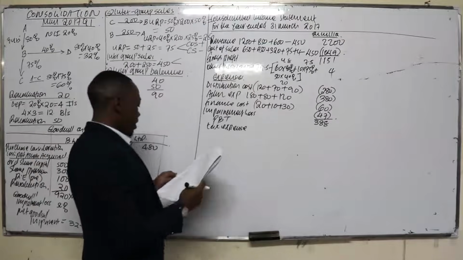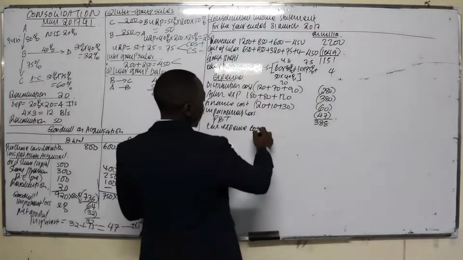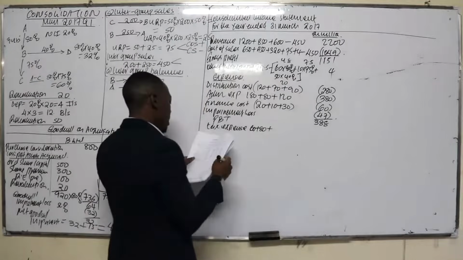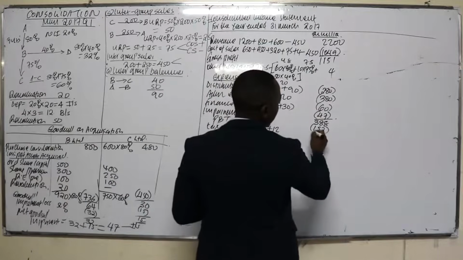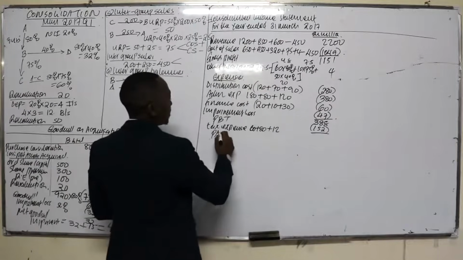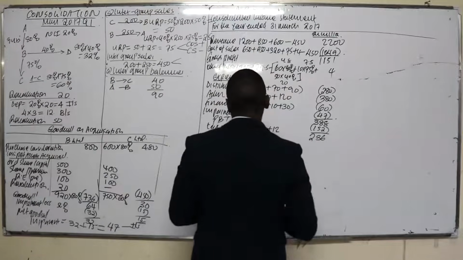Once we have the profit before tax, now we have the tax expense. And for the tax expense, we had income tax expense. We have 60 plus 80 plus 12. That's 152. Then you get profit after tax. You get an amount of 236.